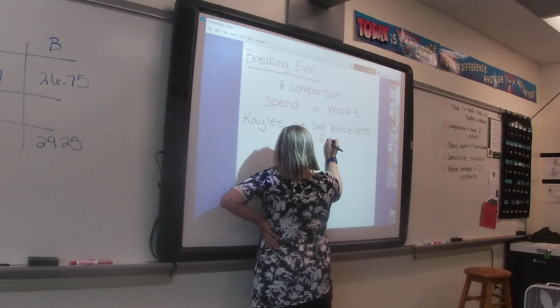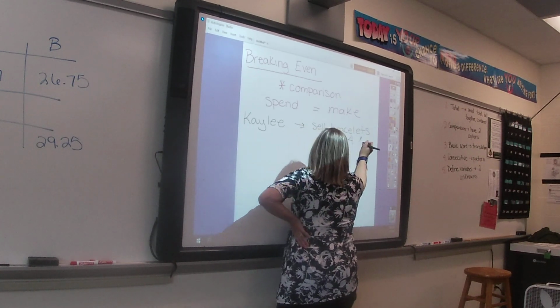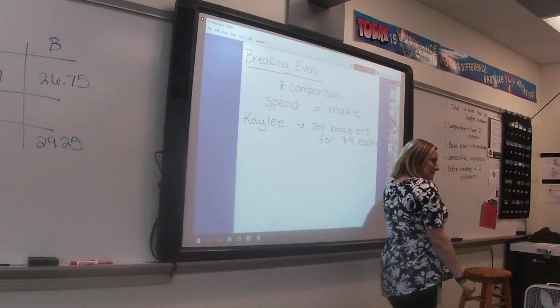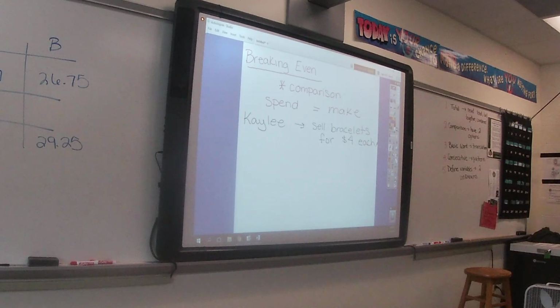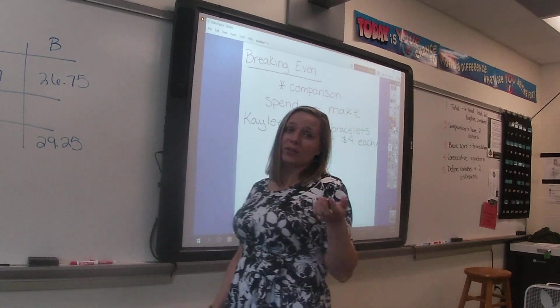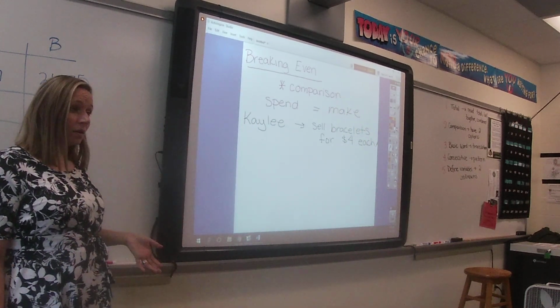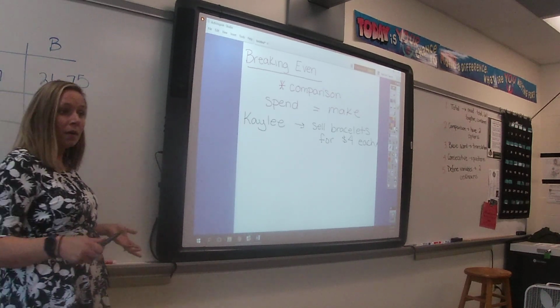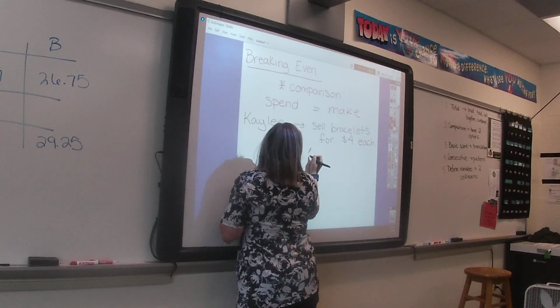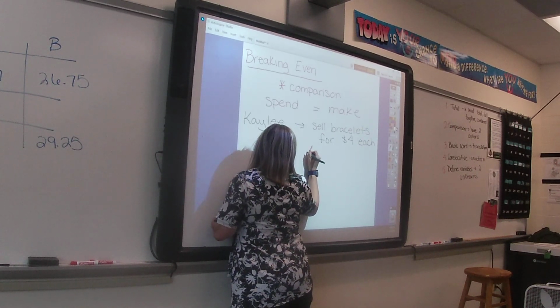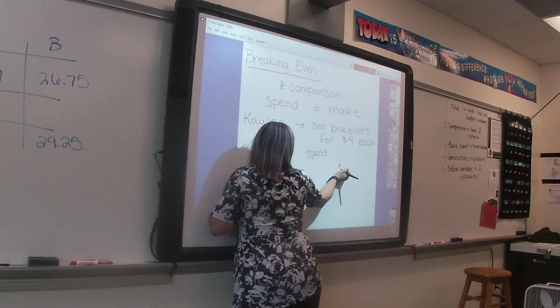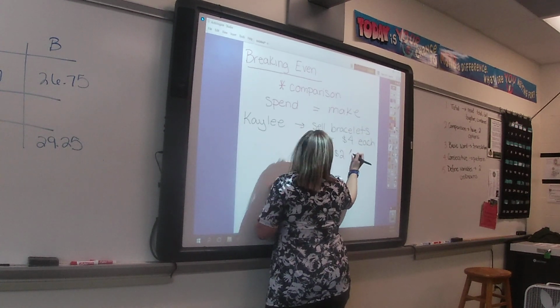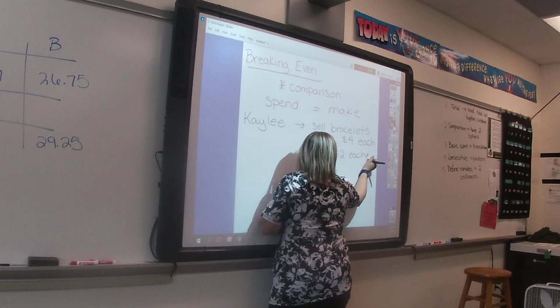for $4 each. But if Kaylee wants to actually sell her bracelets and get people to buy them, she's probably going to need some stuff to make the bracelets with. Would we agree? They don't just conjure out of thin air unless you missed your Hogwarts letter. We would need to actually have the stuff to make them. So she's also going to have to spend, let's say $2 each for supplies.